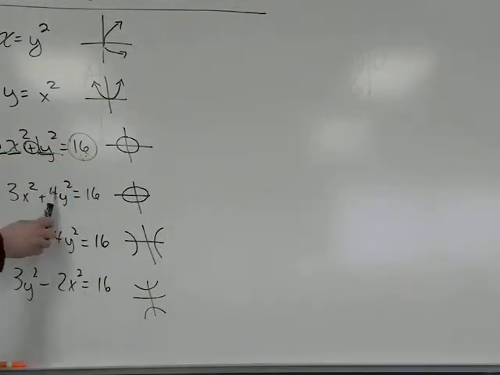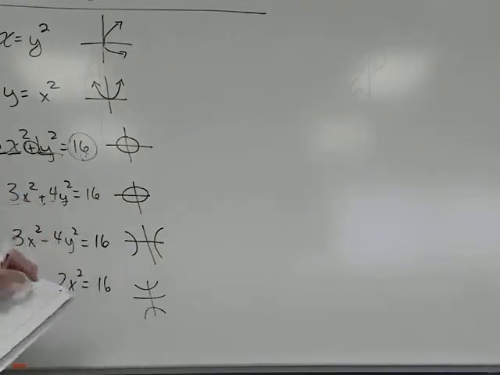So if the coefficients are different in front of the x squared and the y squared, that makes it an elliptical shape. Not the same amount up and out, so different coefficients, but still positive, so they come together. This makes it an ellipse.